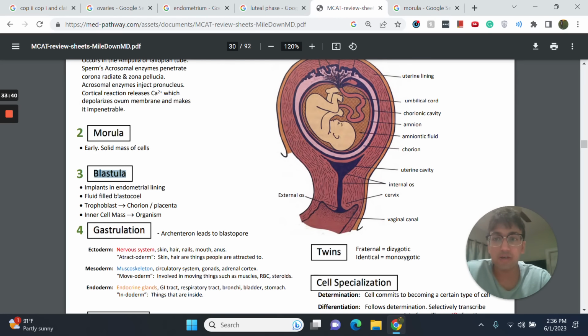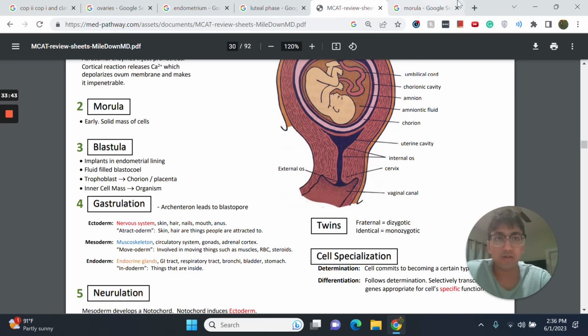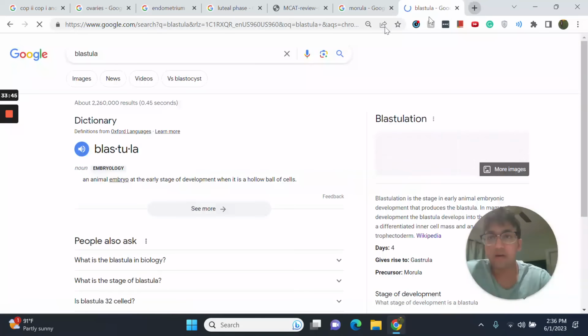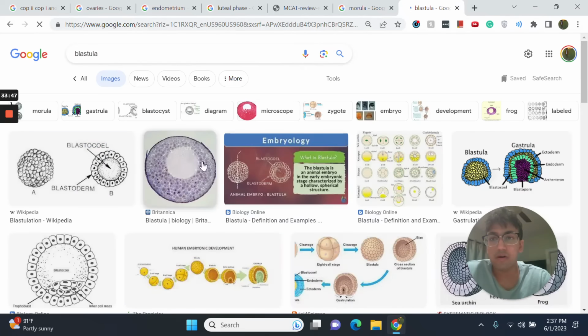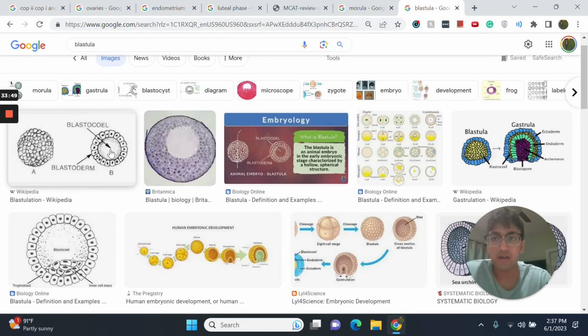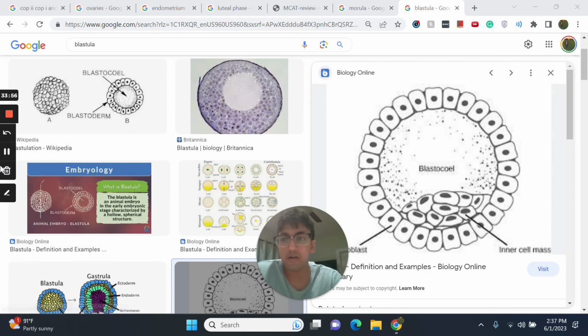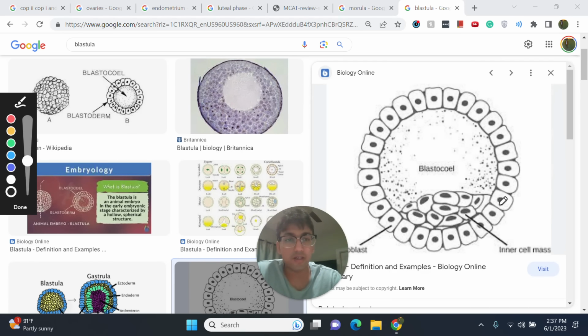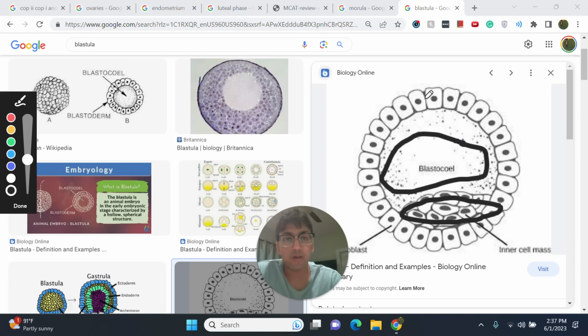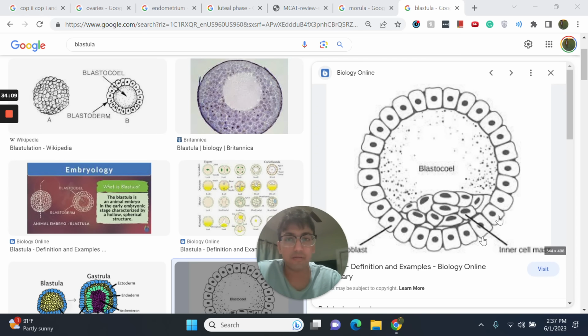Next, we have the blastula. Blastula is when we start to get a hollow blastocoele. You can see that there's an inner cell mass, right here, and then there's the blastocoele, which is this hollow space. And then we have the trophoblast, which is the outer membrane. And that's called the blastula.